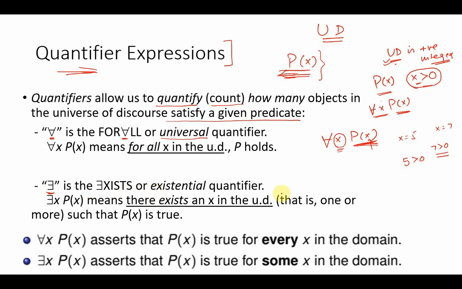Now, if I write there exists x, p of x, it means there exists an x in the universe of discourse for which p of x is true. What it means is, if I have a universe of discourse and I'm writing there exists x p of x, that means there is at least one value of x from the universe of discourse for which this predicate will be true. Once again, for the same universe of discourse, I can write there exists x.